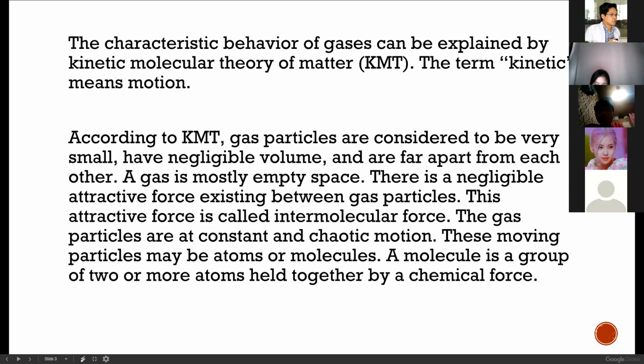The gas particles are in constant and chaotic motion. These moving particles may be atoms or molecules. A molecule is a group of two or more atoms held together by a chemical force. Again, according to the kinetic molecular theory, gas particles are very small, have negligible volume, and are moving. They're mostly in empty space, so they can be compressed, and they exert force.